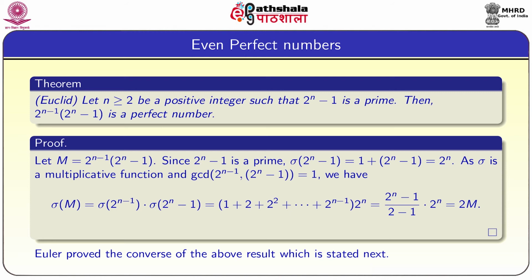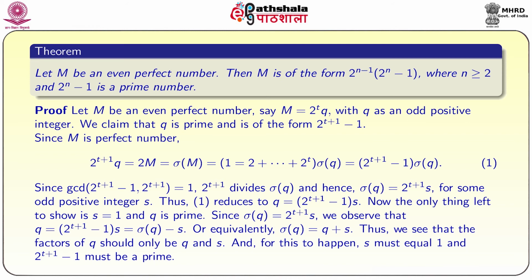So, Euler proved the converse of the above result, which is stated here. Let m be an even perfect number, then m is of the form 2 power n minus 1 into 2 power n minus 1, whenever n is greater than or equal to 2 and 2 power n minus 1 is a prime number. The proof goes like this. Let m be an even perfect number, say m is equal to 2 power t into q, where q is an odd positive integer. We claim that q is prime and also it is of the form 2 power t plus 1 minus 1. Here we are assuming that m is an even perfect number.